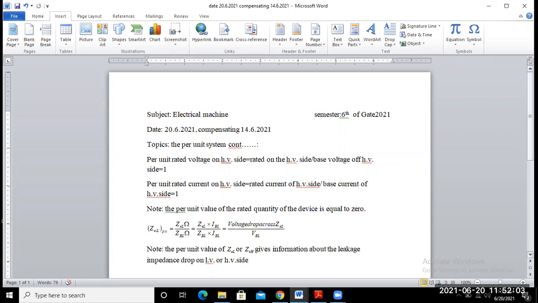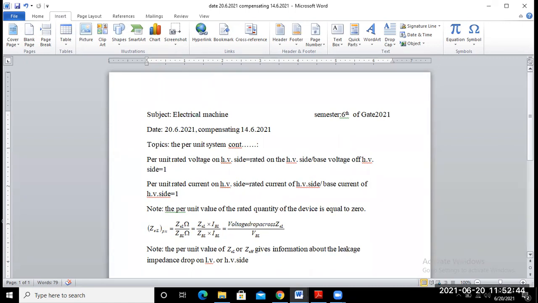Similarly, we find the base value of the low voltage side, and then we can find the resistance, leakage reactance and impedance in per unit. That means the resistance, reactance and impedance in ohm divided by the base value in ohm. After that, let us continue our discussion on the per unit system.